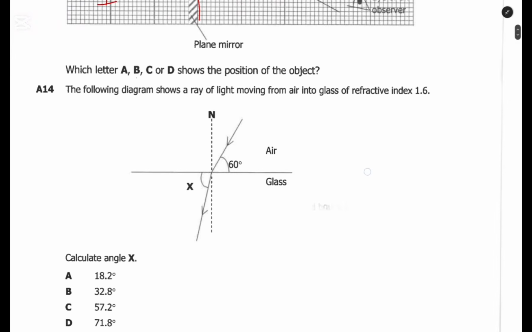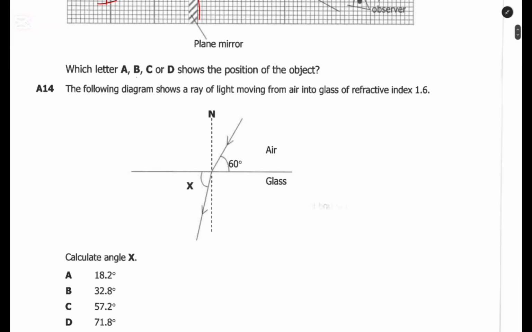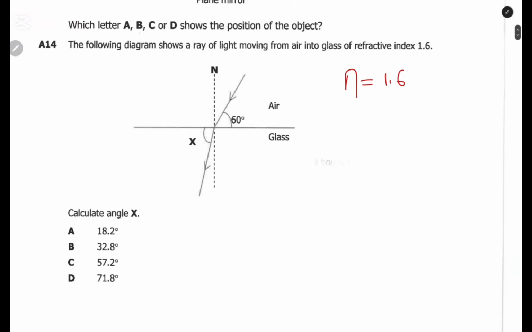Then question 14. The following diagram shows a ray of light moving from air into glass of refractive index 1.6. Calculate the angle X. The angle X here is formed between the refracted ray and the boundary. So it is not the angle of refraction. The angle of refraction is right here. The angle of incidence is right here.